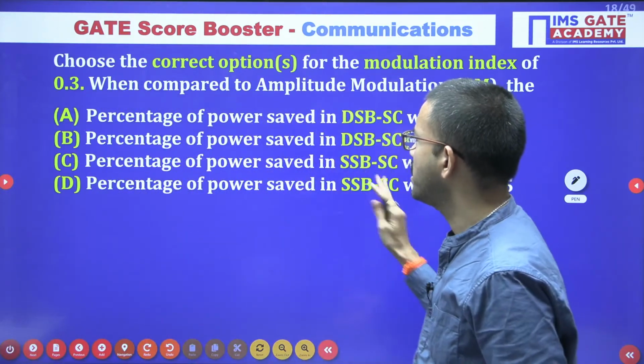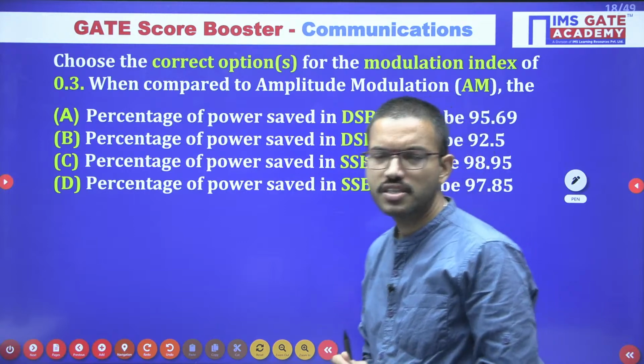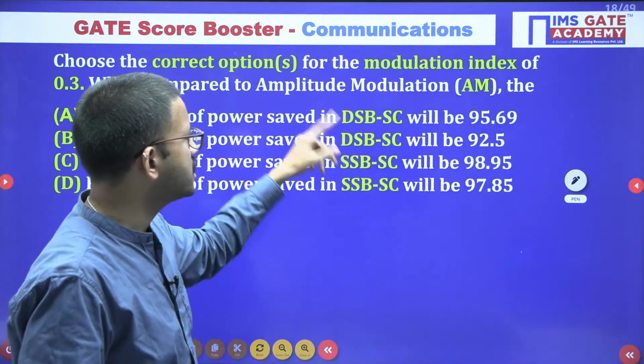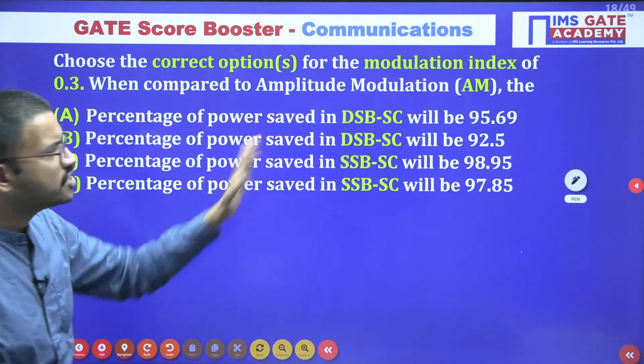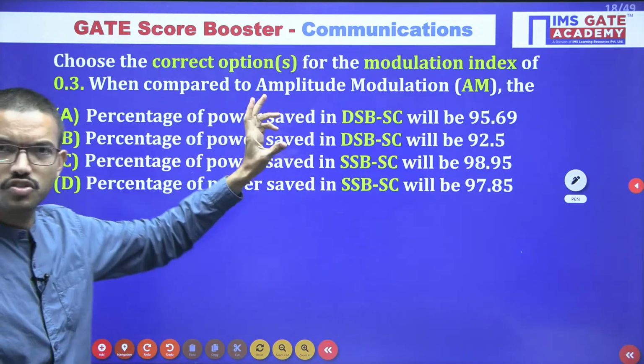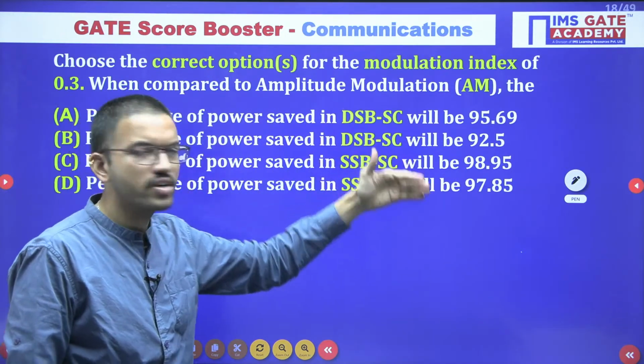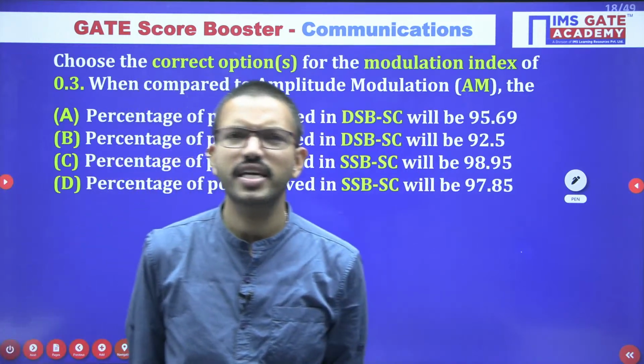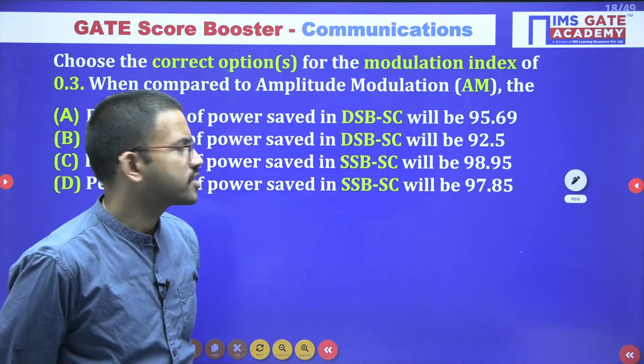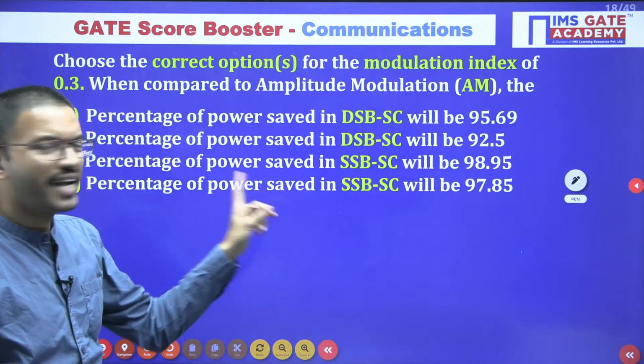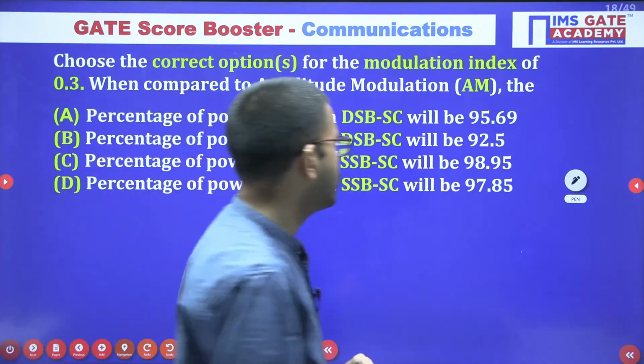So just recall the basic formulas regarding percentage of power saved, and substitute the modulation index as 0.3, and from there, whatever values you get, just compare with the given choices to see which option it is matching. Either a single option or two options. At max, for this question, two options can be correct. All of you give it a try.